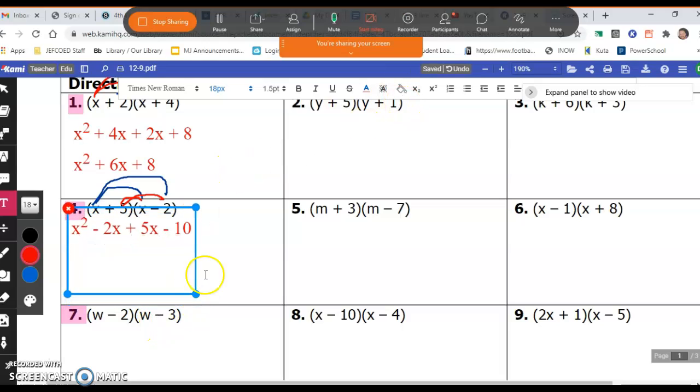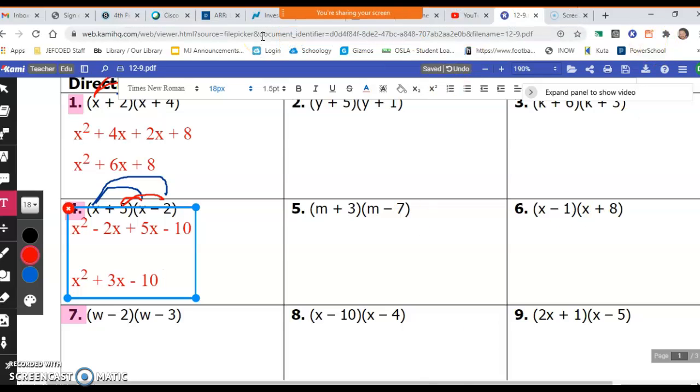Nothing to combine with x squared. Negative 2 plus 5 is going to be 3x. So plus 3x minus 10. Okay? We go with that. 5 and 6 are the same. Again, the variables are just interchanged.